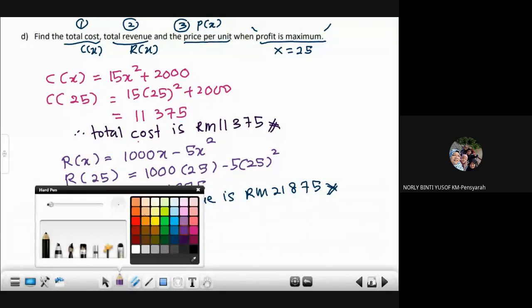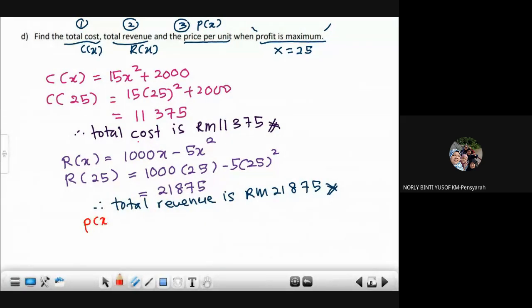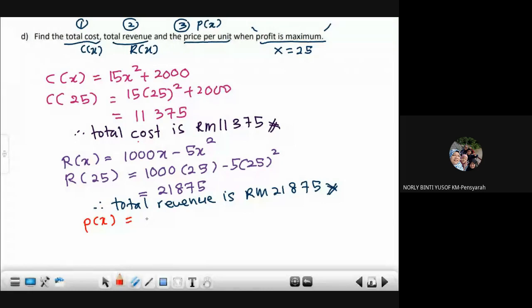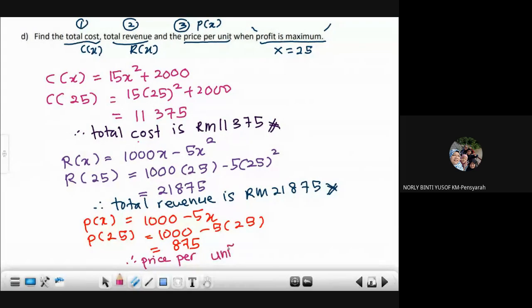Okay, lepas tu last iaitu soalan nak cari price kan. So the price unit is PX lah. So PX pun dah ada sebab you dah susun dekat soalan A tadi kan, PX. So PX you adalah 1000 minus 5x. So masukkan 25 dalam price function you, 1000 minus 5 times 25. So you akan dapat 875. So samalah kena conclude price per unit is ringgit Malaysia 875.